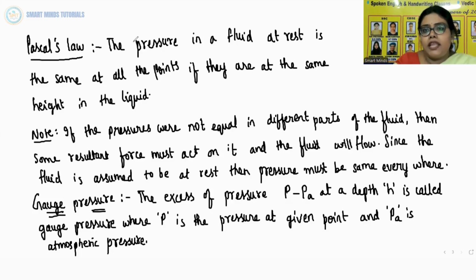Then next is gauge pressure. The excess of pressure P minus PA at a depth h is called gauge pressure. If you find the difference between P and PA, you will get the gauge pressure, where P is the pressure at a given point and PA is the atmospheric pressure.